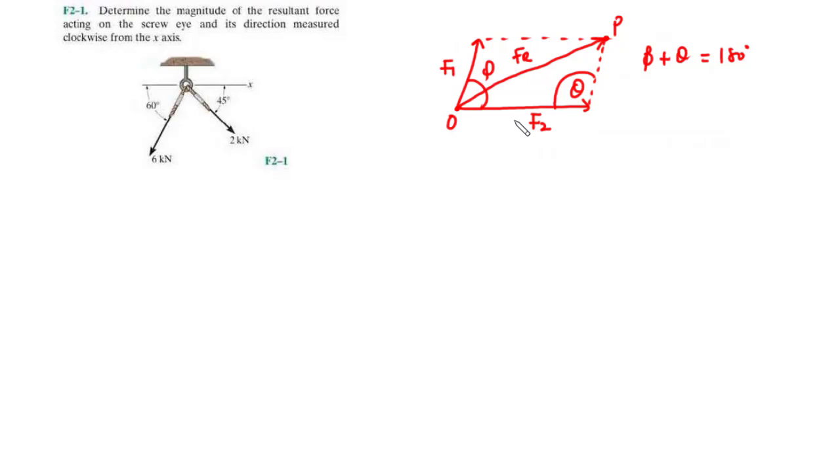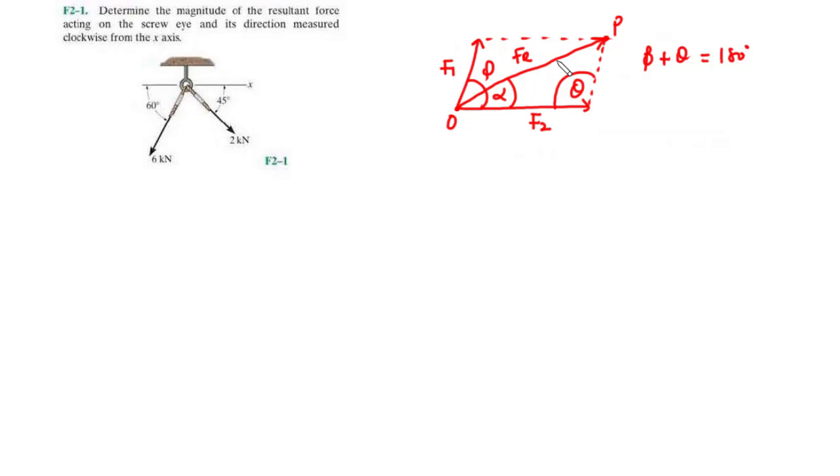Let's also assume that we have the angle between Fr, which is the resultant force, and then F2 to be alpha. Now, if F2 lies on the positive x-axis, then the angle alpha becomes the angle between the resultant force and the positive x-axis. However, if F2 does not lie on the positive x-axis, then you may need to perform extra calculations in order to find the angle between Fr and the positive x-axis.